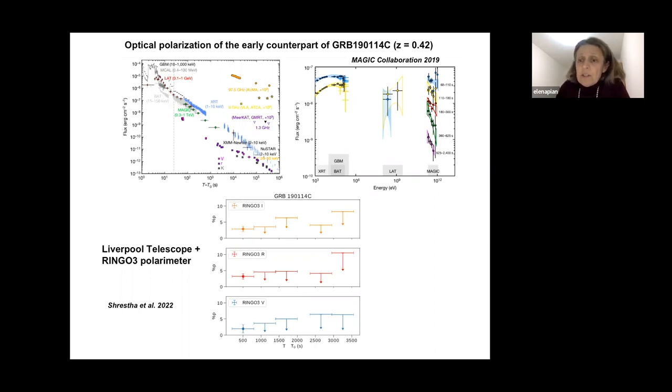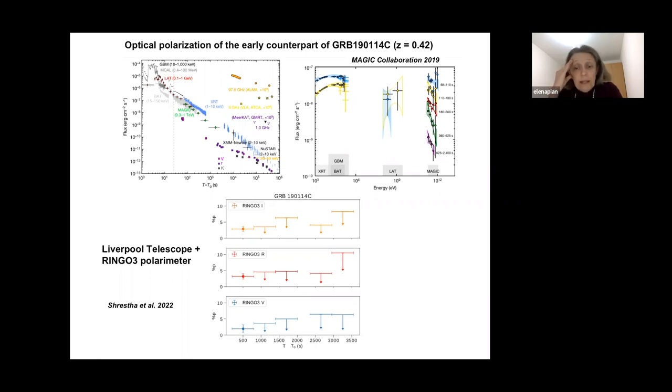And on the right, you see the spectral energy distributions. The bottom shows in three bands, V, R, and I, the polarimetric measurements, which started very early on, as you see, 500 seconds after the gamma ray burst. There is a detection in all bands with this telescope. This is a 2 meter telescope plus the polarimeter that used to be mounted on this telescope. It's been mounted till recently, Ringo 3.